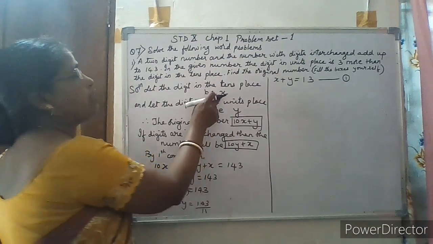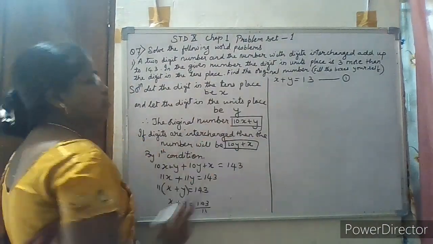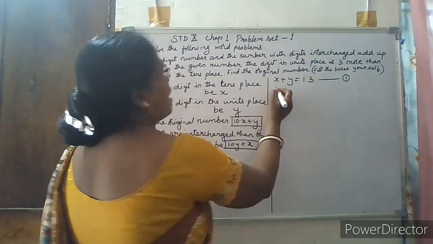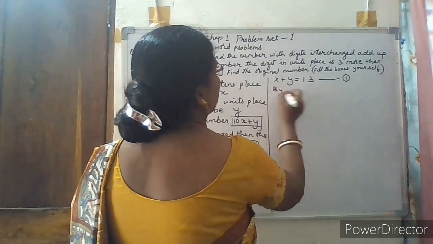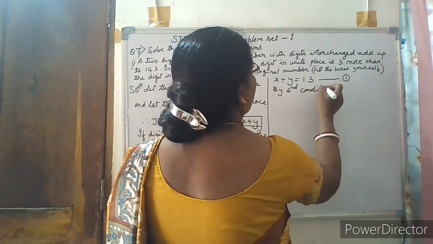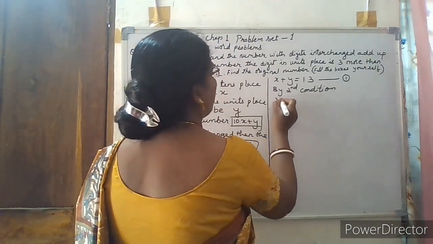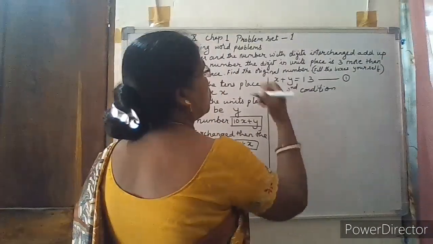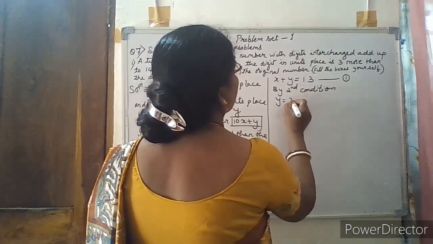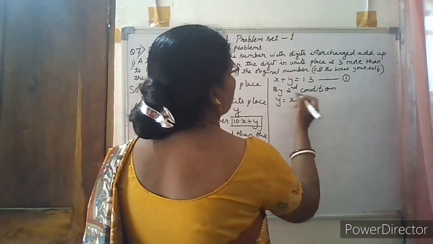The digit in the tens place is x. That means y is equal to x plus 3. So by the second condition it is given that the digit in the units place, that is y, is equal to 3 more than the digit in the tens place. Digit in the tens place is x plus 3.